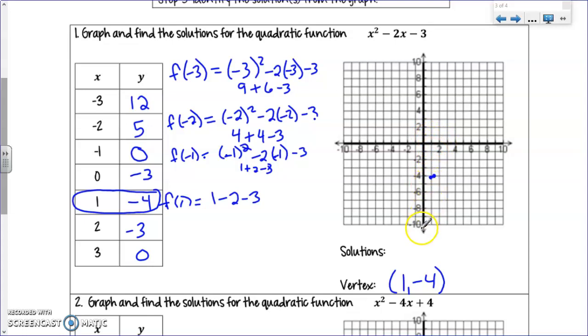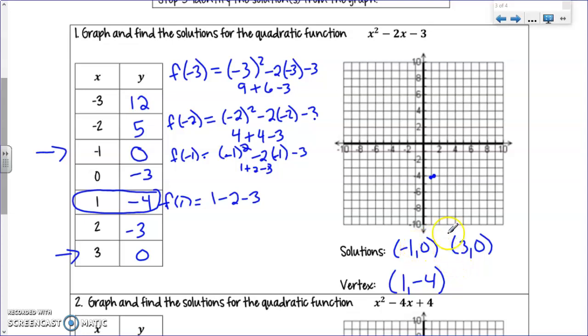Okay? Where are my solutions? I know, but where are they from this table? Anytime I know the x-intercepts, I know y is 0. So where's my solutions? And 3. So my solutions are -1, 0, 3, 0. Does everybody understand that I can find that from a table or from the graph? Because we know x-intercepts are when y is 0.